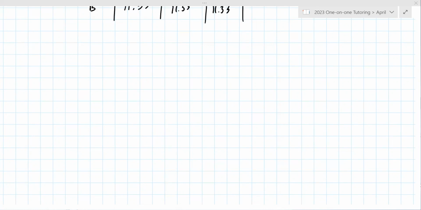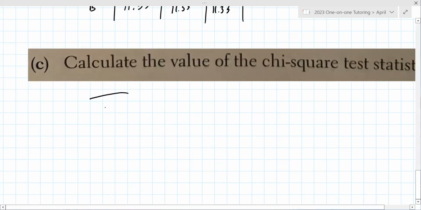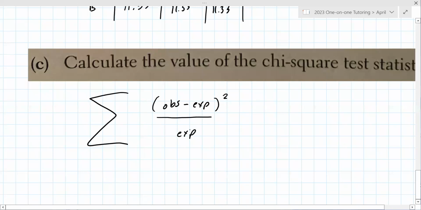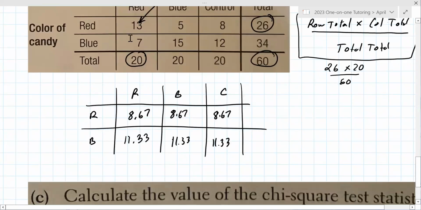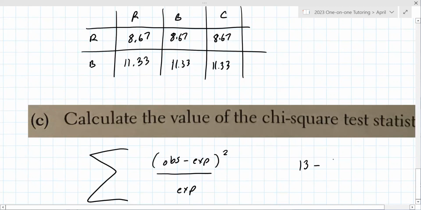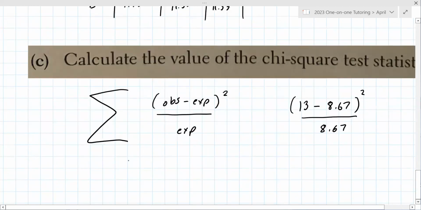It's the summation. That's what the sigma means, of the observed minus the expected, squared, over the expected. Okay, so just to go back to this, it'd be like taking this 13 that's observed, 13 minus the 8.67 squared divided by 8.67. Okay. So in terms of how you do this in a calculator, I'm not sure. I'll try it with you.